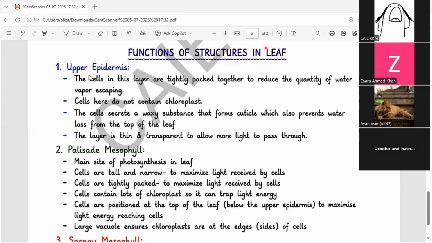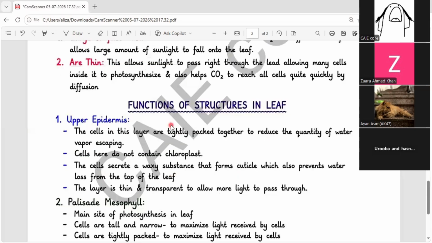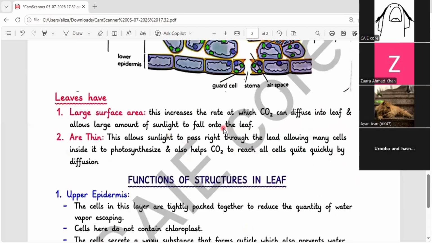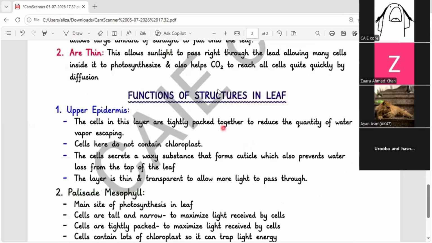Okay, the upper epidermis. We were at the third characteristic of the upper epidermis. The cells in this layer secrete a waxy substance that forms the cuticle, which prevents water loss from the top of the leaf. If you touch the leaf, sometimes you can feel this waxy substance, and the role of the cuticle is that it prevents water loss from the top of the leaf.